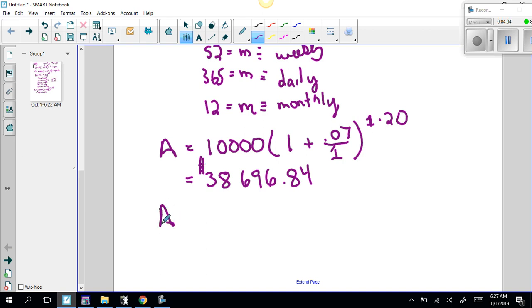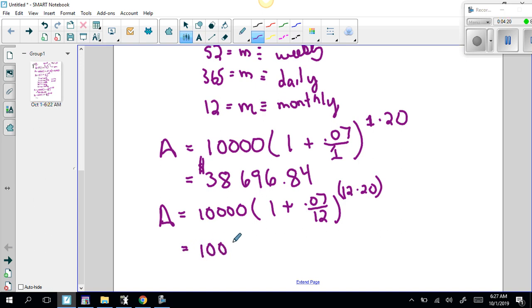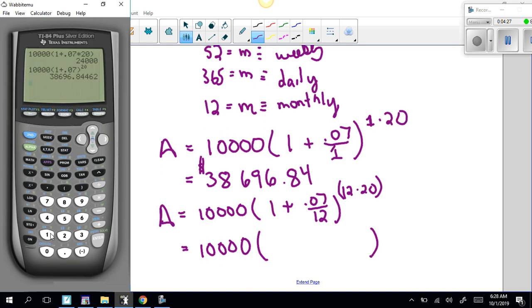Let's do monthly. 10,000, 1 plus 0.07 over M, 12, to the 12 times 20. You have to do that calculation at 12 times 20. So I'll show you how I do it, not on the fancy calculator. I'll pretend I don't have one. First thing I do is 12 times 20, 240.